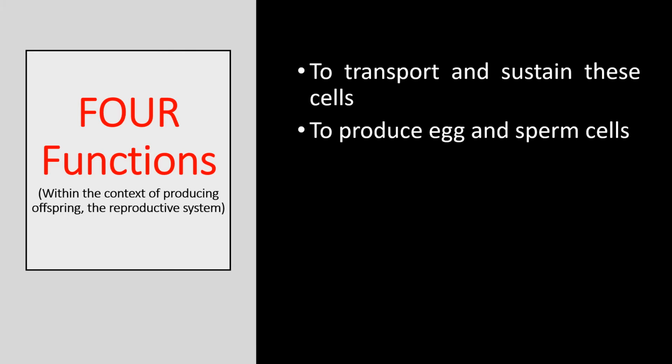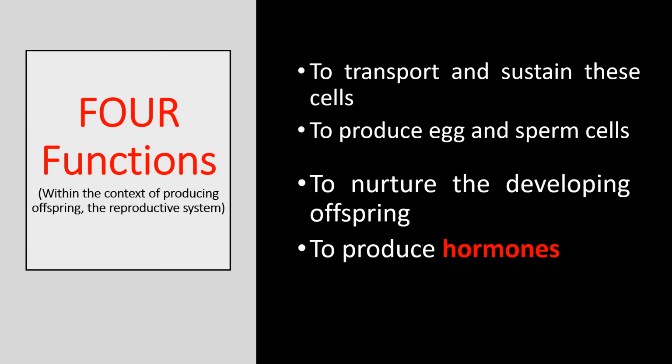There are 4 major functions of the reproductive system within the context of producing offsprings. First is to transport and sustain these cells. Second is to produce egg and sperm cells. The third function is to nurture the developing offspring. Specifically, this is one of the main functions of the female reproductive system. Then lastly is to produce hormones.